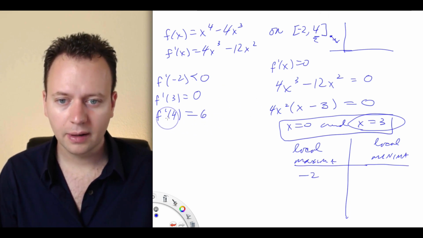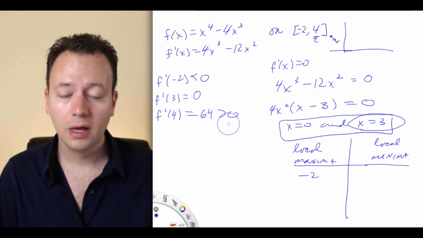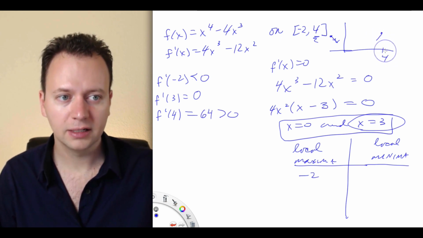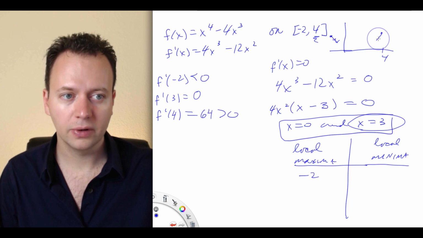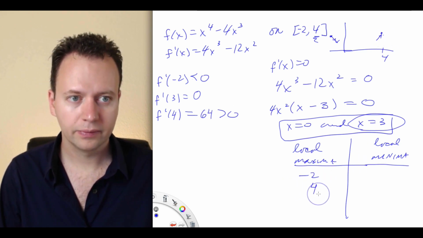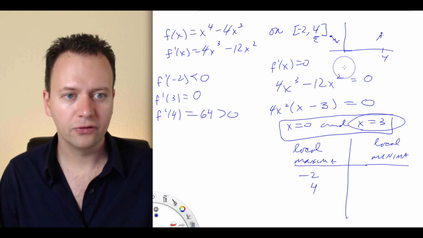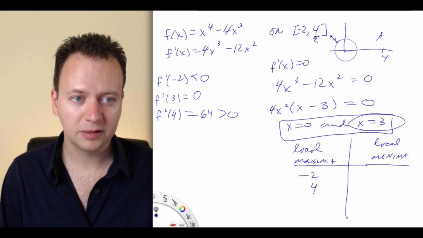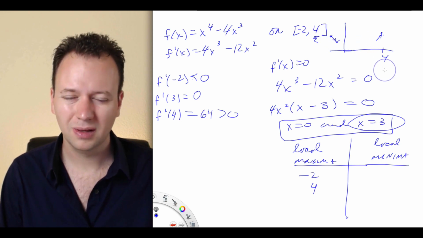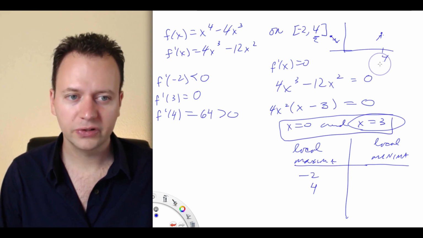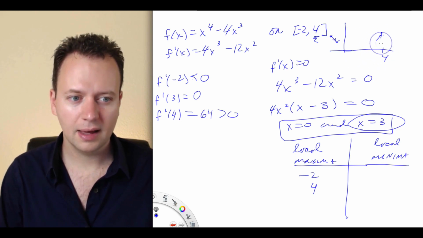Okay, so f prime of 4 is 64, definitely greater than 0. That means that we hit the point 4 and it has a positive slope, so it's increasing. So that means 4 must be another local maximum. Well, that's weird, because let's say that they alternate: a maximum, minimum, maximum, minimum. So that's weird that we have a maximum on both of these, but we'll see in a moment what's happening.